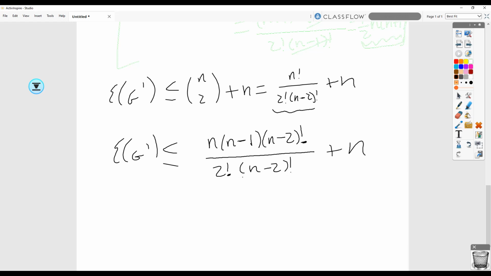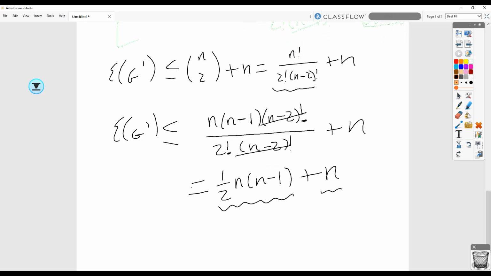And let's have a look what cancels. Well, the n minus 2 factorials cancel. So that just leaves me with n times n minus 1 over 2 factorial. 2 factorial is just 2. So I really have half n times n minus 1 plus n. Now you might notice what this is already. This is the sum of the first n minus 1 natural numbers, and that's n. So if we add them up, we're going to get the sum of the first n natural numbers. But let's prove it algebraically just so we can satisfy our inner algebraist.